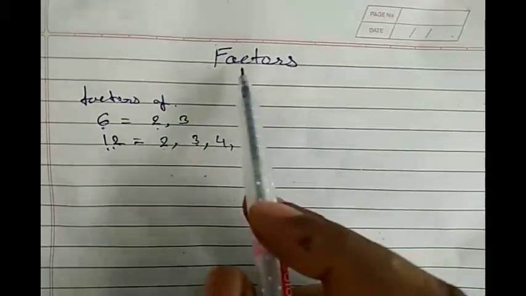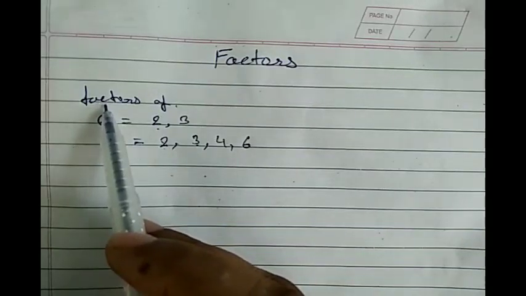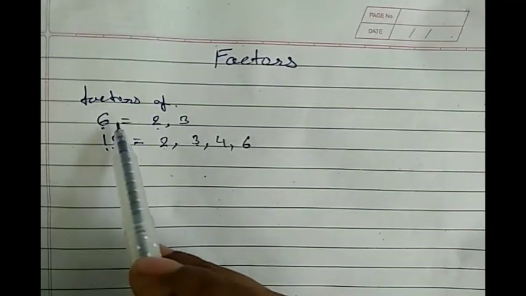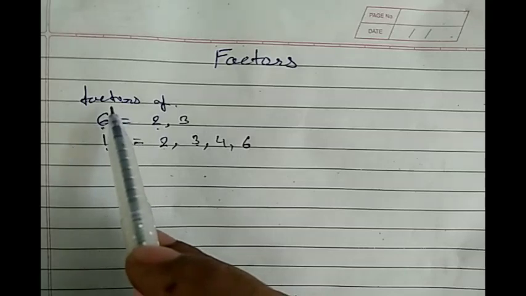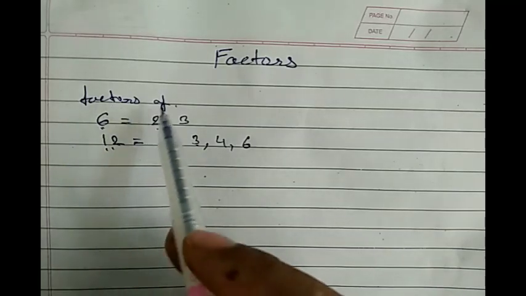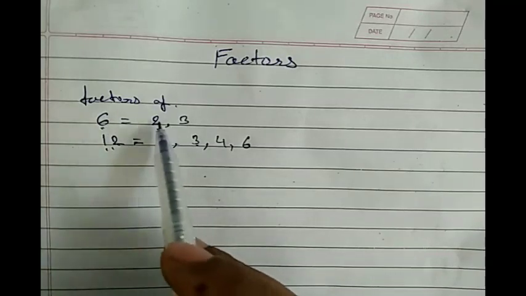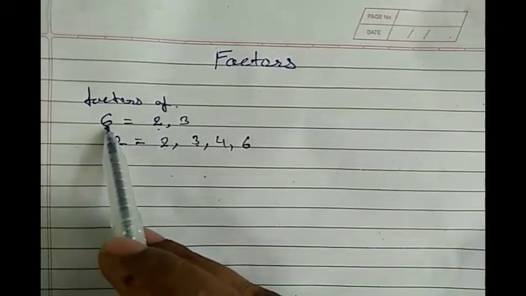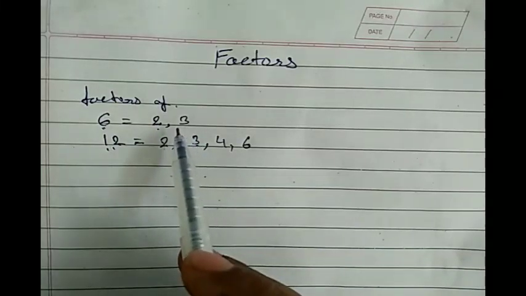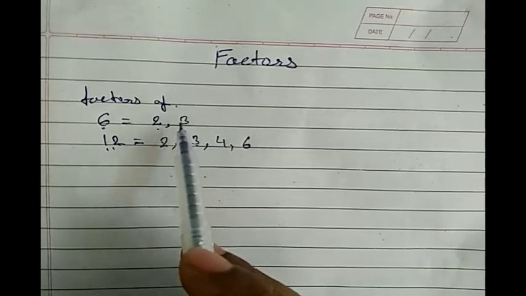Some more examples of factors. First, find the factors of 6. Just find out by which numbers 6 is divisible. 6 is divisible by 2 and 6 is also divisible by 3. So we can say that the factors of 6 are 2 and 3.